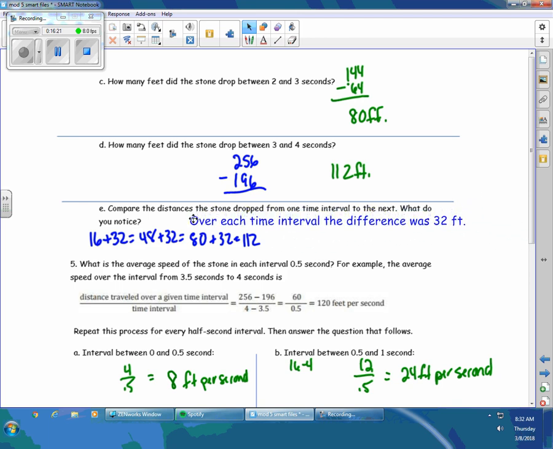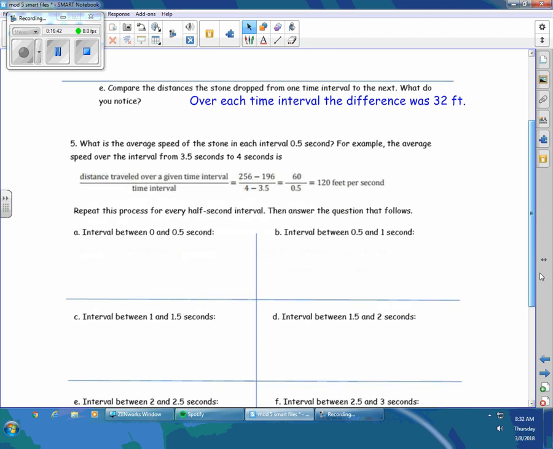The difference was 32 feet. Okay? So what I would like you to do is figure out the average speed of the stone for each half-second interval. So we're subtracting the two distances, and then we're dividing by the time. Let's take a look at how to do this, and I will show you.